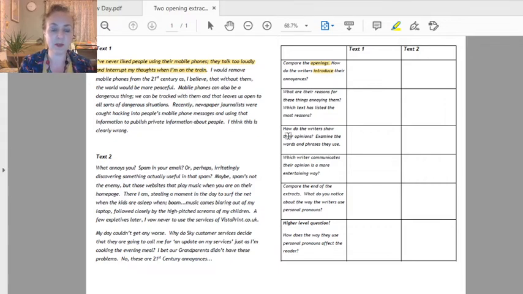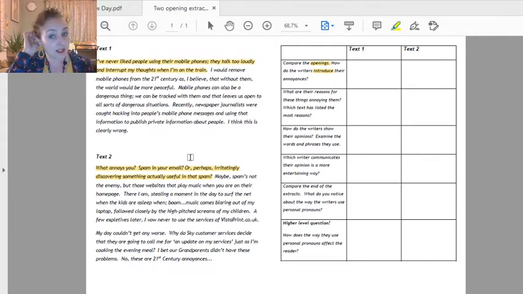"I've never liked people using their mobile phones. They talk too loudly when I'm on the train." That's how this person's introduced it. Text two, "What annoys you? Spam in your email? Or discovering something useful in that spam?" So text two introduces it quite differently. Text one just says, "I don't like this." Text two gives us some rhetorical questions to try and engage us. So be thinking about, oh, which one's better? What kind of technique can I steal and use in my writing.